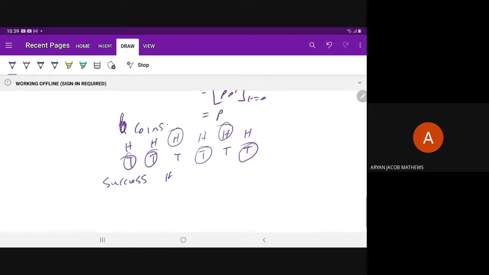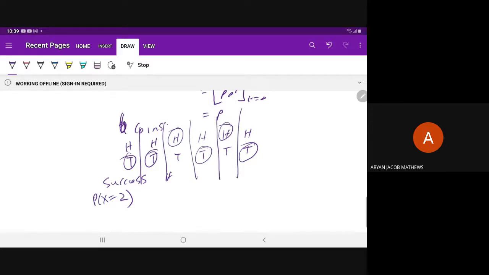It means here x is equal to 2, the number of successes in n trials. So we want the probability that x is equal to 2. Now please assume that each toss is independent of the others.